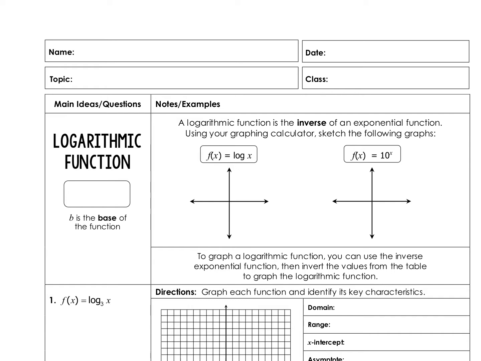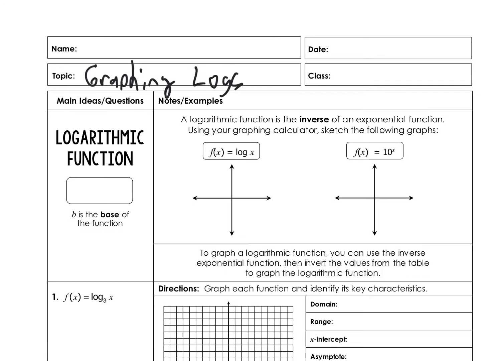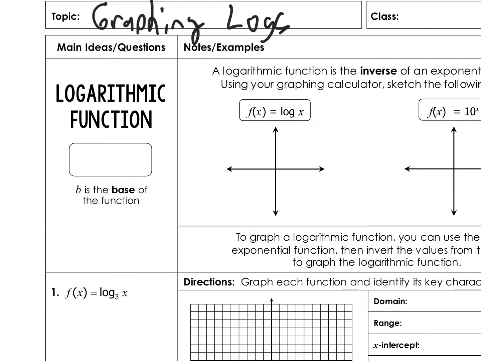We're going to go into now graphing logs. So the generic version of a log was log base b of x equals a.